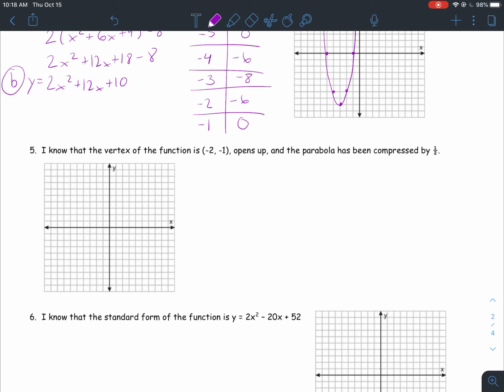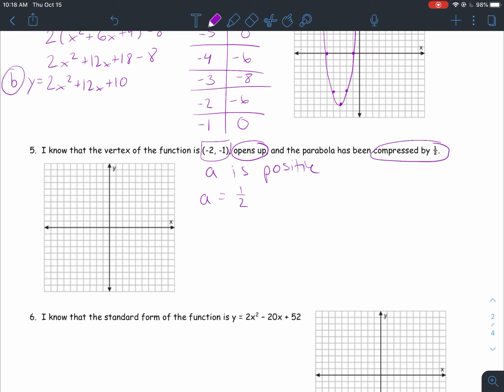All right, so they tell us that the function opens up. If they tell us that it opens up, what does that tell you about A? If it opens up, A is positive. Then, if it tells you that it's compressed by a factor of 1/2, that tells you that A is going to be equal to 1/2.